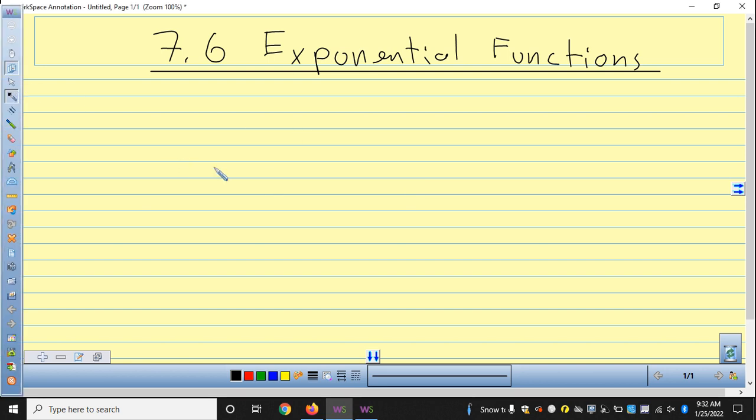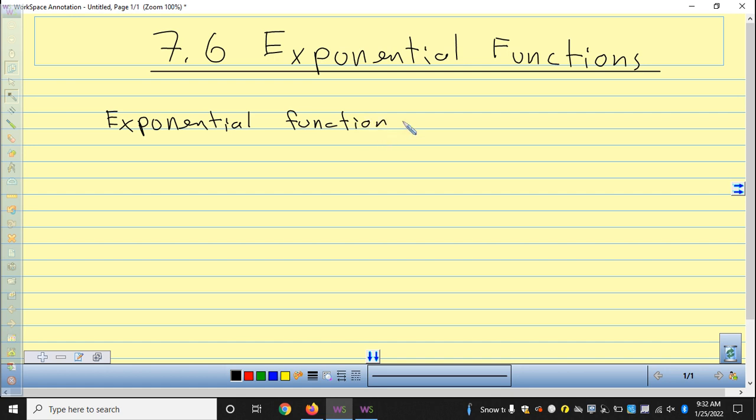So exponential functions are very nice because no matter what kind of exponential function you have, they're all more or less the same. An exponential function is one that looks like y equals a times b to the x. Or, if we use function notation, f of x equals a times b to the x.